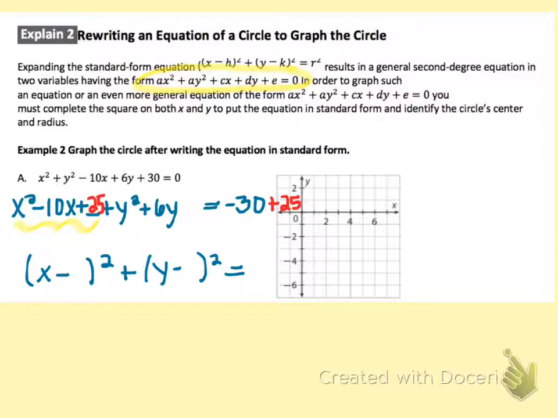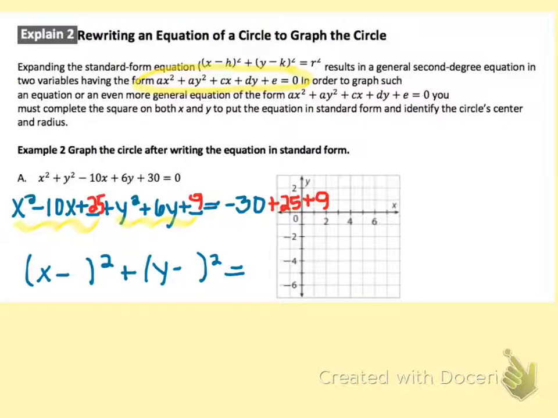Then we're going to do the same thing with the y's. We've got to figure out what we have to add here to make that a perfect square, and whatever we do, we're going to add it to the other side. I know that half of 6 is 3, and 3 squared is 9. So I'd add 9 here, which means I'm going to add 9 over here, right? And now I can go ahead and write these two perfect square trinomials in square binomial form.